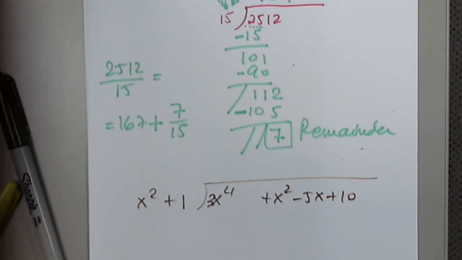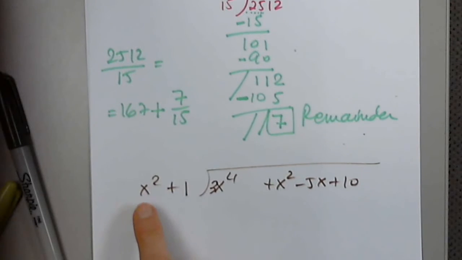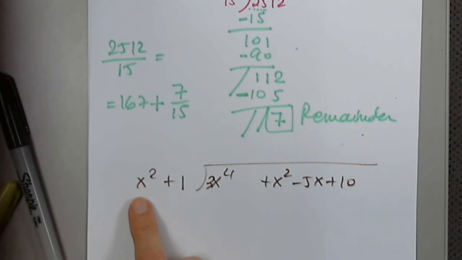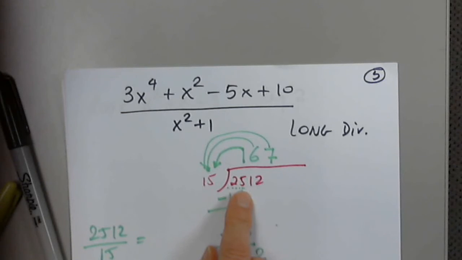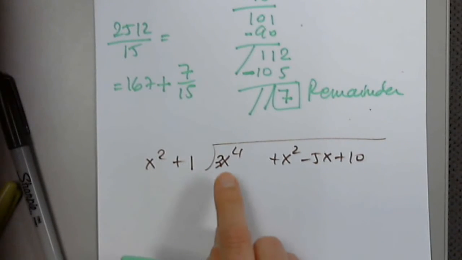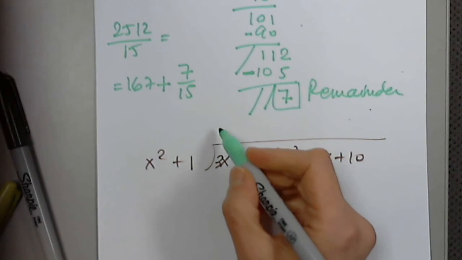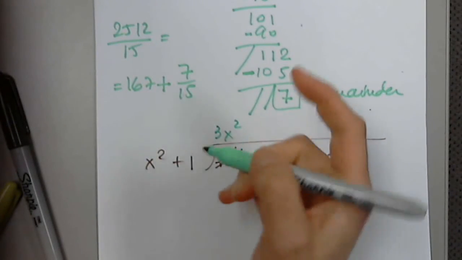First question I ask myself. Can anyone tell us what is the first question we ask ourselves? Remember what I said here. 15 times what is 25? And I put the answer up here. So what am I asking myself now? X squared times what is 3x to the 4th? Now I'm ready for the answer. Awesome.